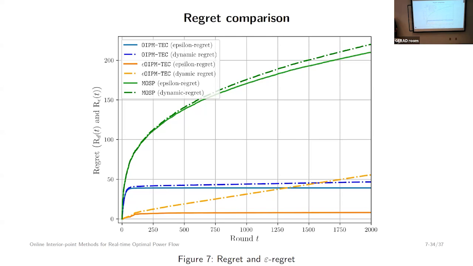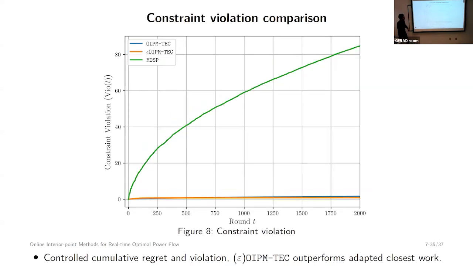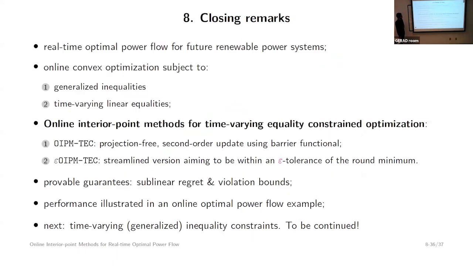Then in terms of violation, we're much better with those two algorithms with the online interior point method to control our constraint. The violation we're suffering is much less than the MOSP, for example. So here, we can see that the cumulative regret and violation are controlled. And so epsilon OIPM-TEC performs well and it performs better than our closest work.